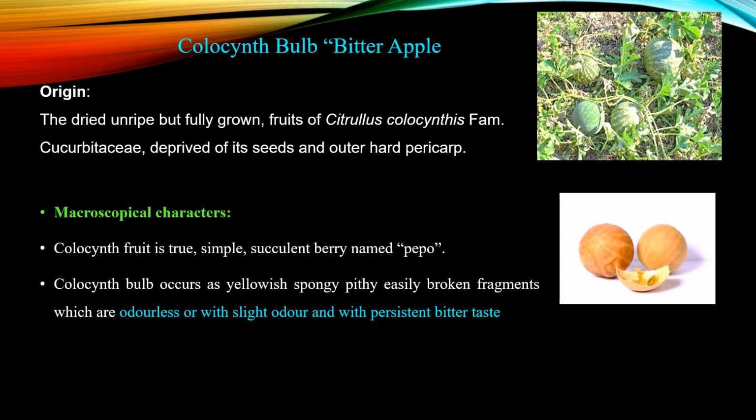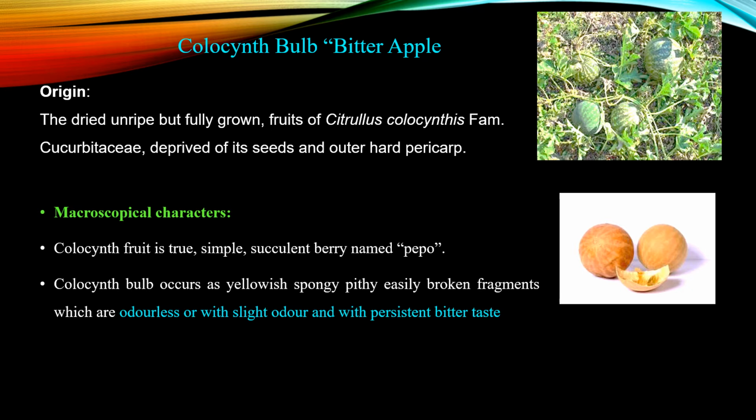The second fruit is colocynth pulp, known as bitter apple. It is the dried, unripe, fully grown fruit of Citrullus colocynthis, family Cucurbitaceae, deprived of its seeds and outer hard epicarp. So it is part of the fruit. From the fully grown fruit, we remove the outer part and we remove the seeds, so we are dealing only with the pulp of the fruit.